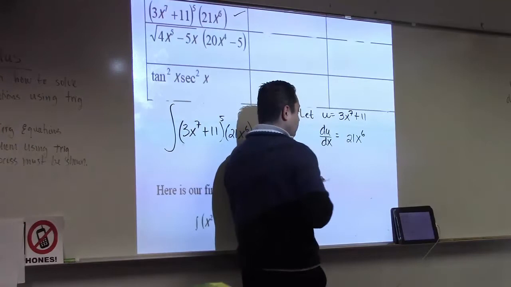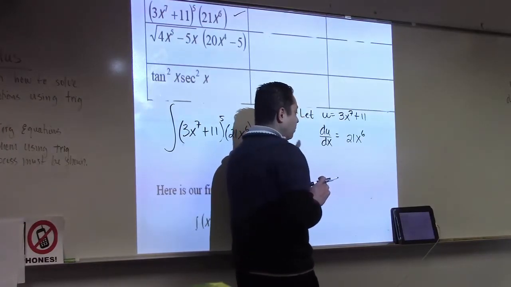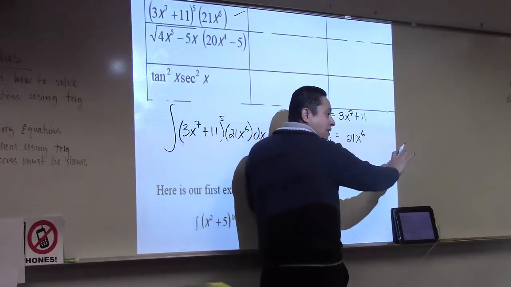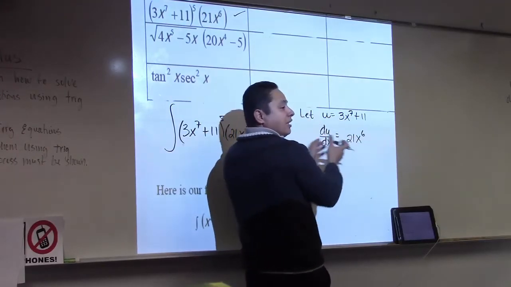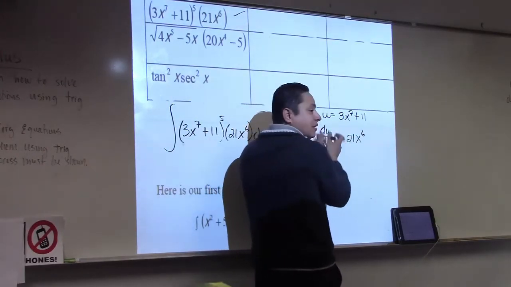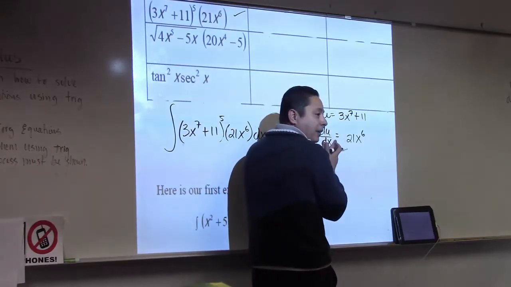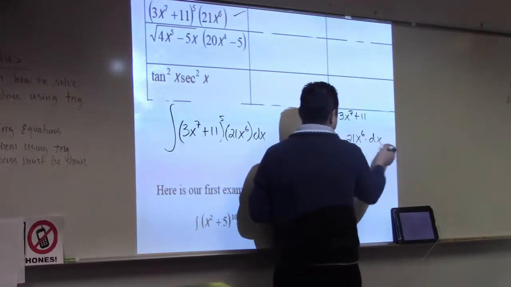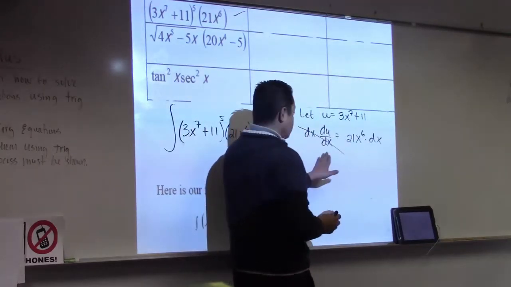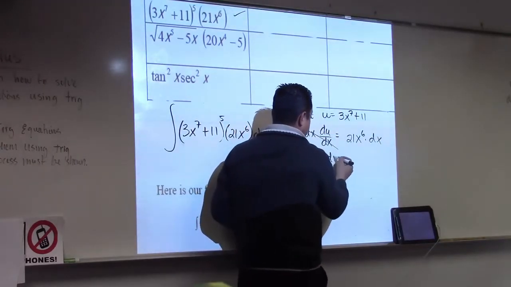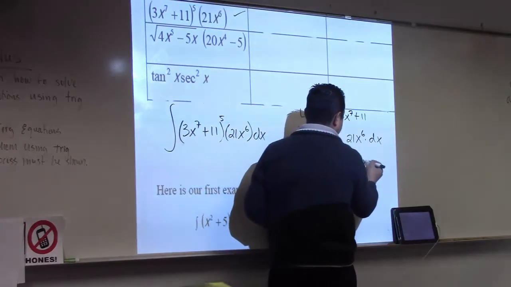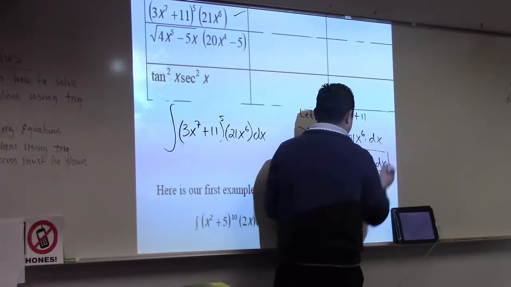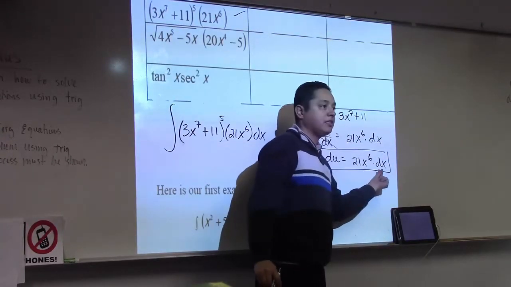Now I'm going to multiply both sides by dx because I want x's and dx's on one side, u's and du's on the other side. So this is not going to help me with this technique. So I'm going to multiply both sides by dx. That cancels. This process, we've done it before. So du equals 21x to the 6 dx.